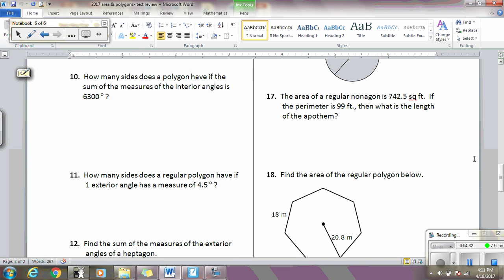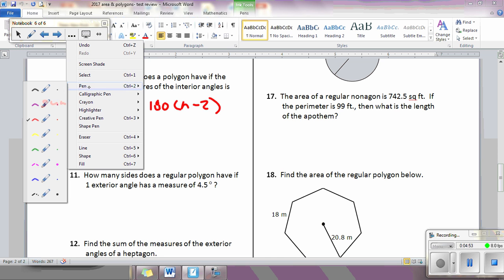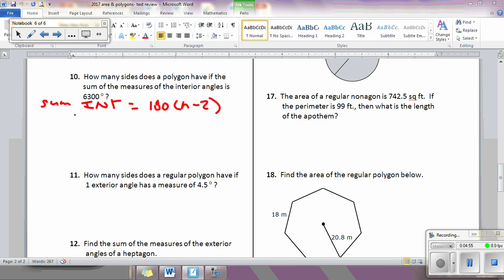Number 10 says, how many sides does a polygon have if the sum of the measures of the interior angles is 6,300? The formula for sum of interior angles is equal to 180 times n minus 2. They give us the sum of the interior, so we're going to replace the left side with 6,300 and then bring everything else down. So we're working backwards and solving for n.